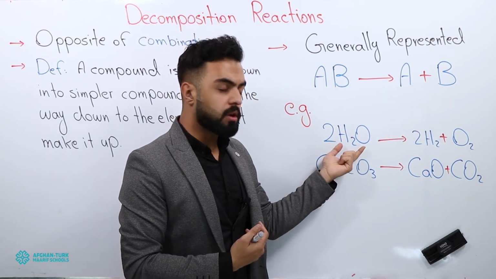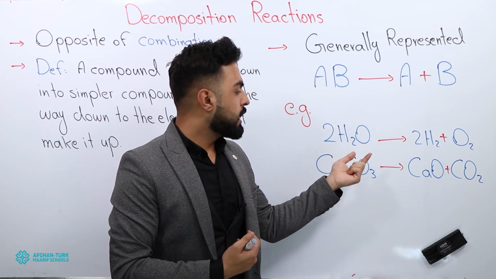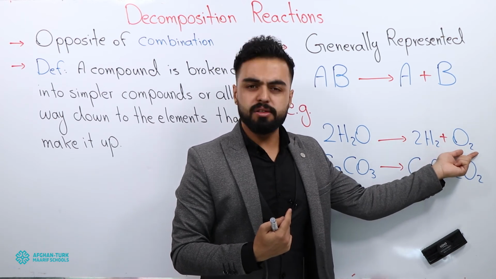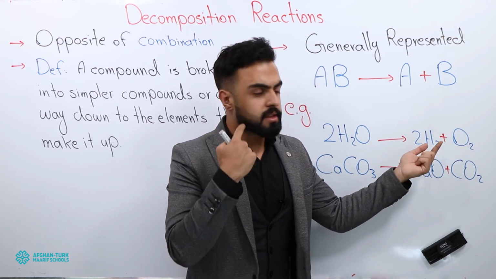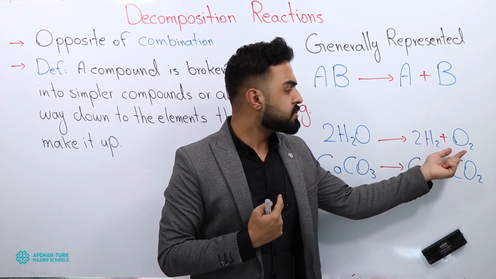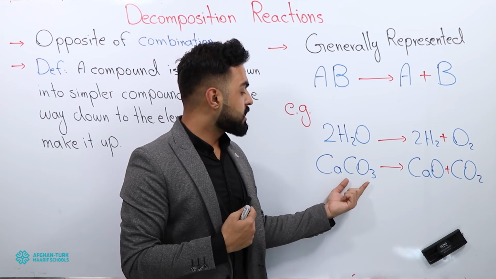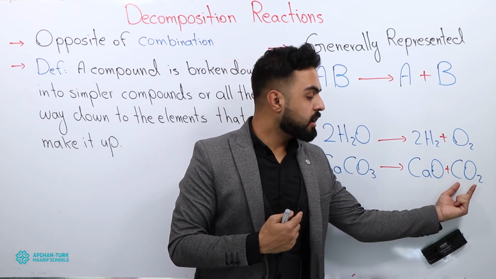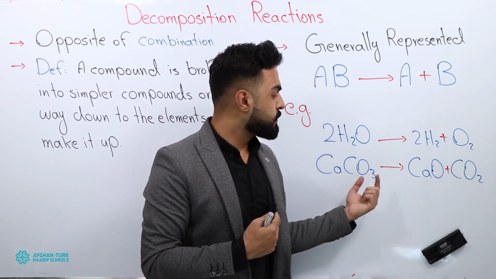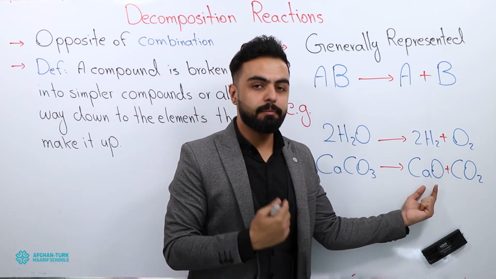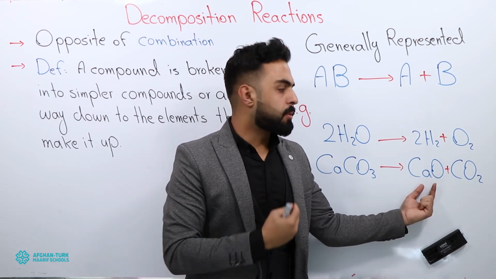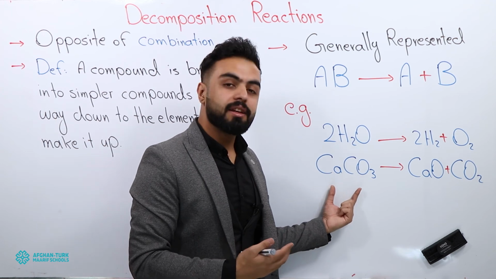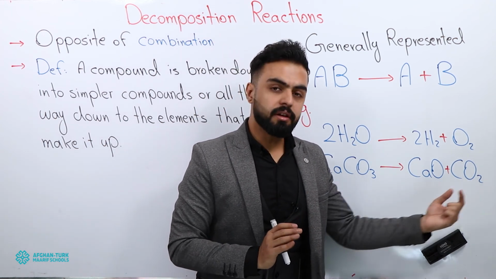For example, water, H2O, is divided through decomposition reaction to hydrogen and oxygen, the very simple substances which it is made of. And calcium carbonate is divided to calcium oxide and carbon dioxide. So they are not actually the elements and not the simplest particles of this compound, but this is called decomposition reaction because we divided a complex compound into simpler compounds.